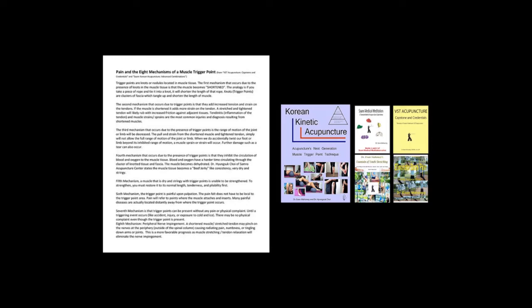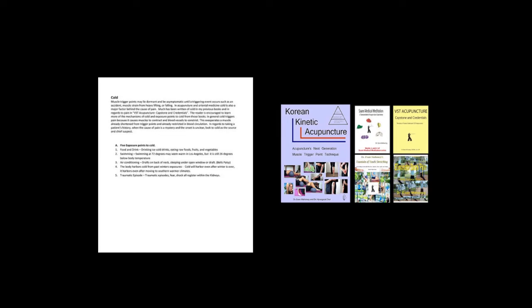The eighth and final mechanism is peripheral nerve impingement. A shortened muscle or stretched tendon may pinch on the nerves at the periphery, outside of the spinal column, causing radiating pain, numbness, or tingling down the arms, legs, or joints. This is a more favorable prognosis, as muscle stretch and tendon relaxation will eliminate the nerve impingement. And this is the piriformis syndrome, where the piriformis muscle is impinging on the sciatic nerve, but we also get this going down the shoulder with the rotator cuff muscles.